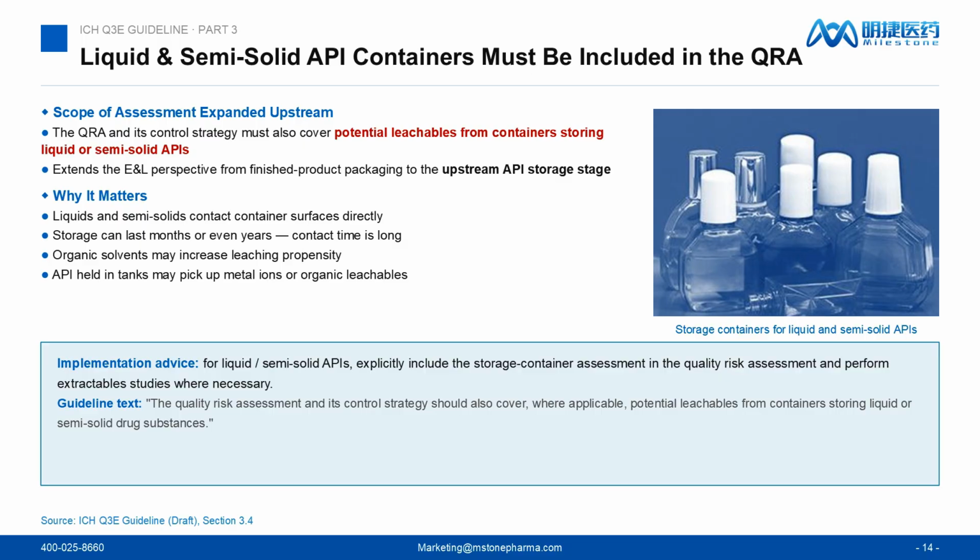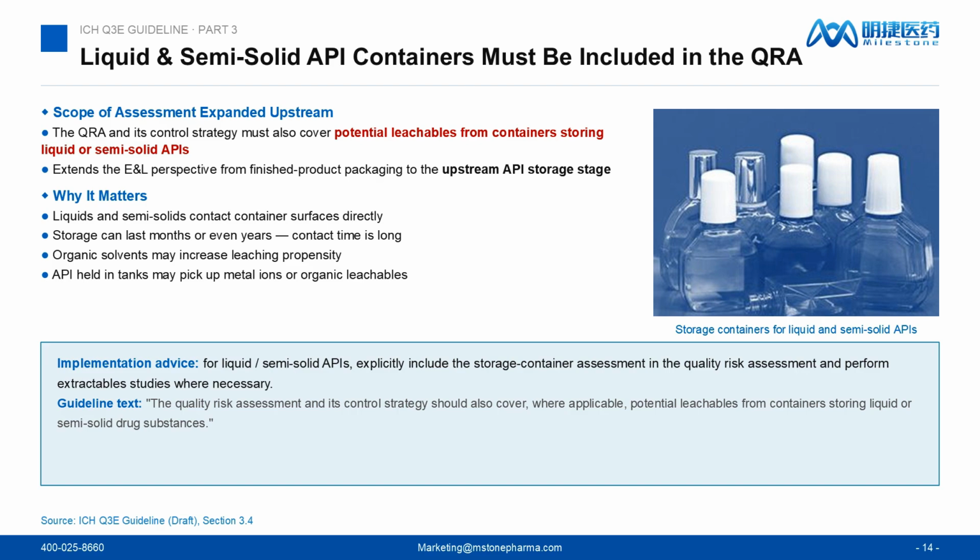In practice, list every liquid and semi-solid intermediate in your process, identify its storage container and contact duration, and ask whether the solvent properties of that liquid make leaching likely. If yes, an extractable study on that container is usually warranted. I've seen companies with impeccable packaging studies receive deficiency questions about a 200-liter storage drum nobody had thought about. Don't let that be you.